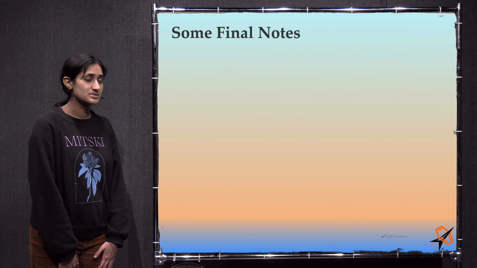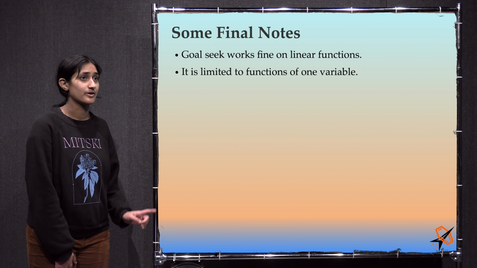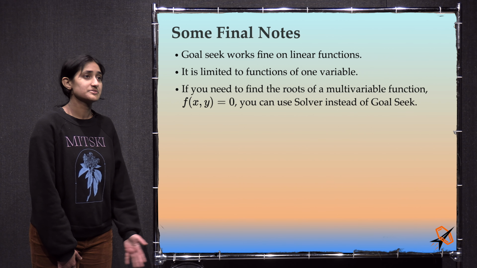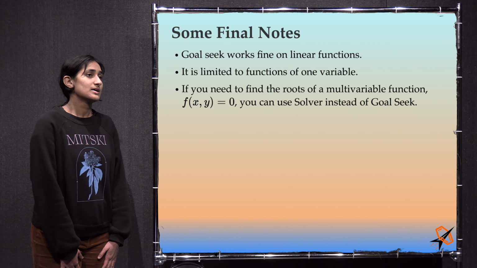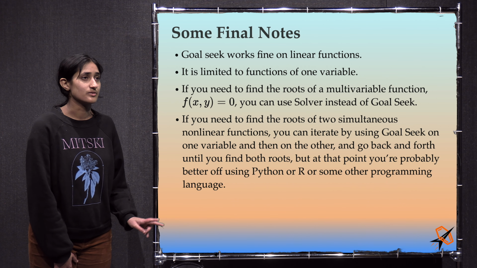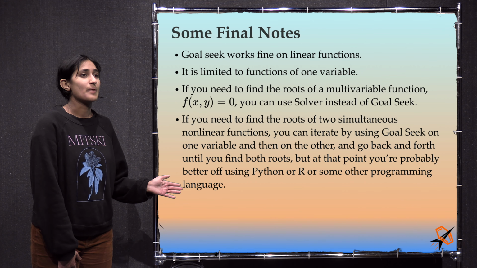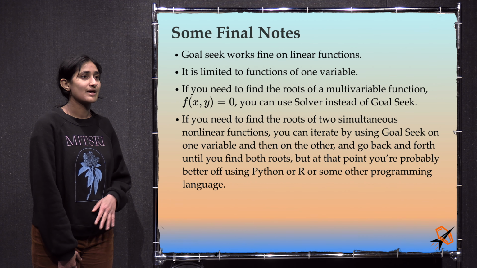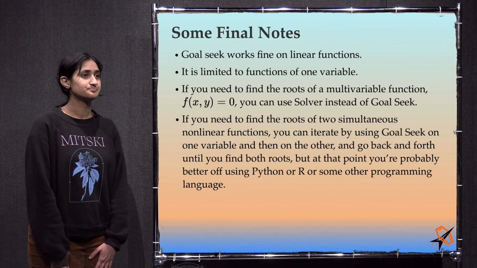A couple of final notes. Goal Seek works fine on linear functions. It is limited to functions of one variable. If you need to find the roots of a multivariable function like f of x and y equals 0, you can use Solver. If you need to find the roots of two simultaneous nonlinear functions, you can iterate by using Goal Seek on one variable and then on the other and go back and forth until you find both roots. But at that point, you're probably better off using Python or R or some other programming language.